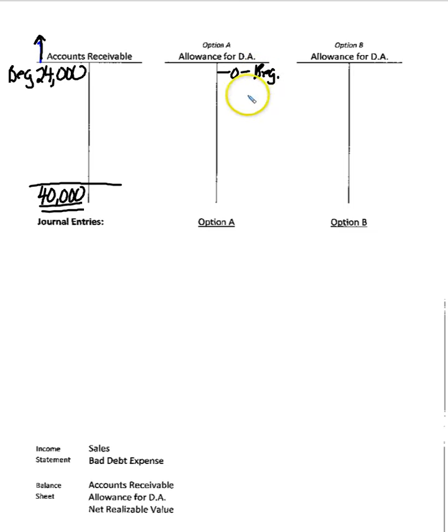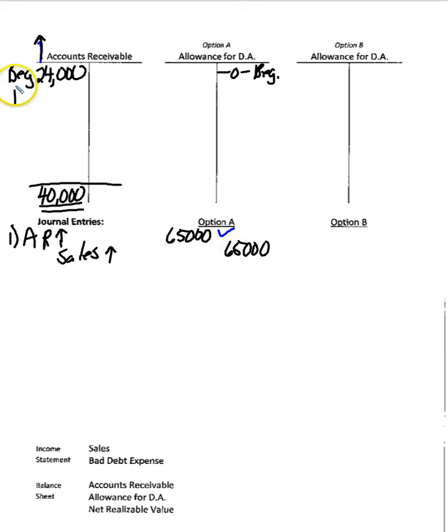Okay, so let's start making some journal entries. The narrative tells us sales on account were for $65,000. So we would have a debit to accounts receivable and a credit to sales of $65,000. So let's go ahead and make that entry. And then I want to post the $65,000. Let's go post that to our accounts receivable. So there's our credit sales.